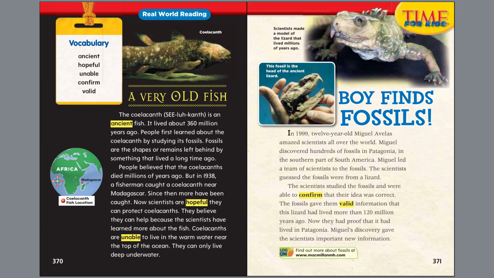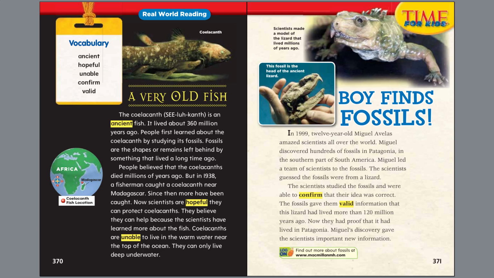Hey, I've got one clue. The scientists studied the fossils and were able to confirm that their idea was correct. So, with this fossil, they were able to confirm their idea was correct. So I still think it means important. Okay, so I would think that the context clue that can tell us that it's important would be below, because it says Miguel's discovery gave the scientists important new information. However, valid doesn't actually mean important. So, yeah, you can guess that it means important from the context clues, but sometimes the guess would be wrong.